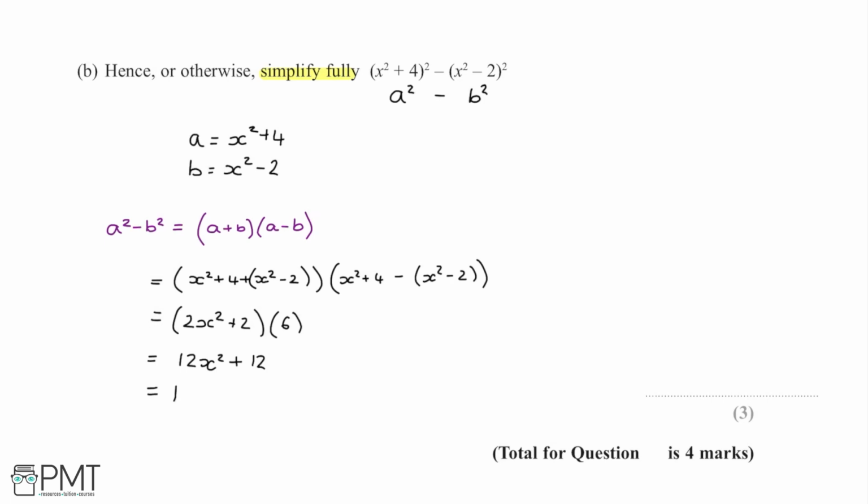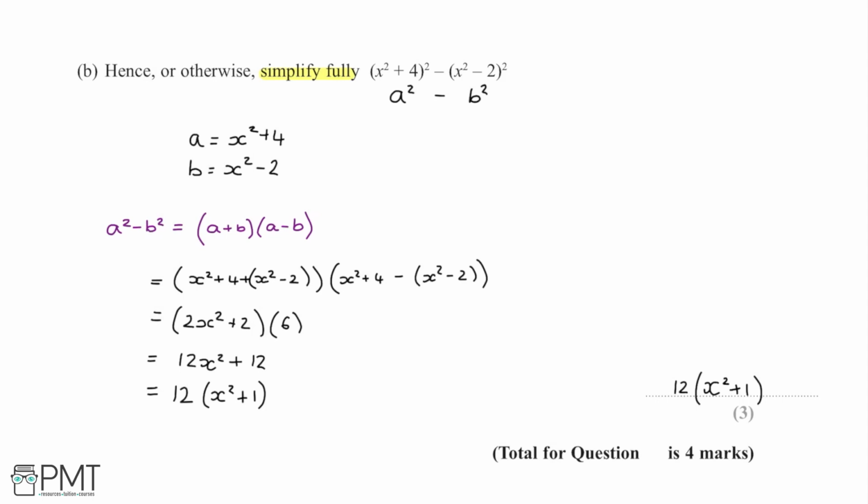And then we could even factorise this to leave us with 12 lots of x squared plus 1, just to simplify that even further, but that's not necessary to gain the marks here. And then if I just write this in the box, that is going to gain us the third of the 3 marks for this question.